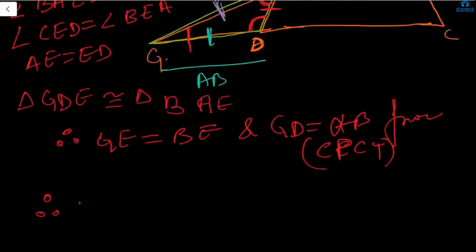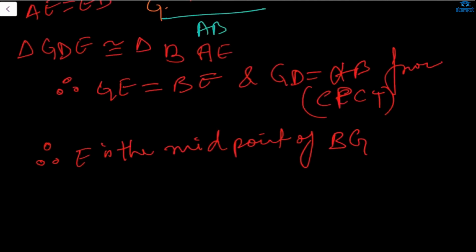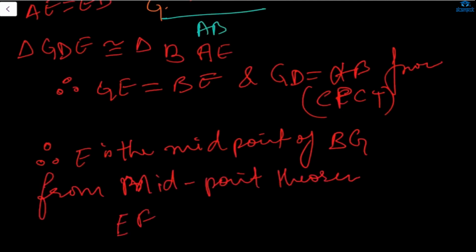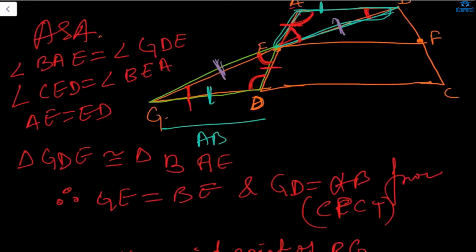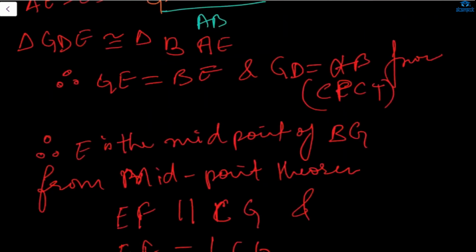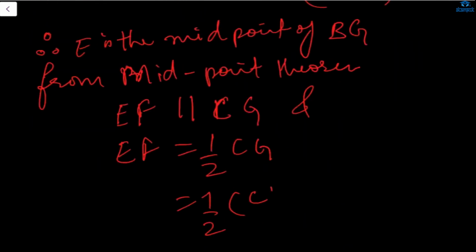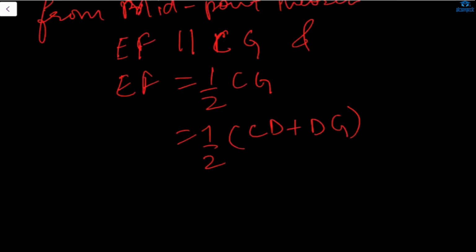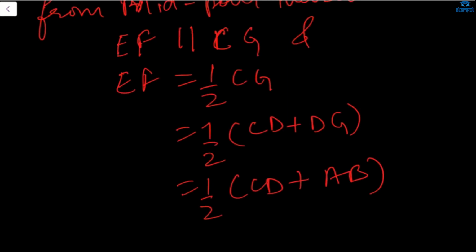So these two triangles are congruent. Therefore E is the midpoint of BG. So from the midpoint theorem, EF will be parallel to CG and EF will be equal to half of CG. CG can be written as half of CD plus DG, and DG can be written as AB. So I am basically using the midpoint theorem, right? Yes. Right now we have studied the midpoint theorem, so we are using it. From the midpoint theorem, we have proved that EF is half of CD plus AB. Any doubt in this? No, ma'am.